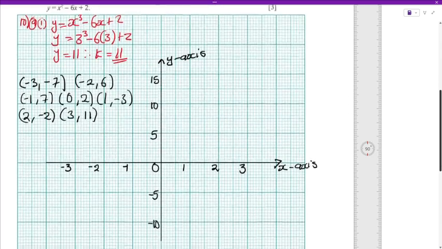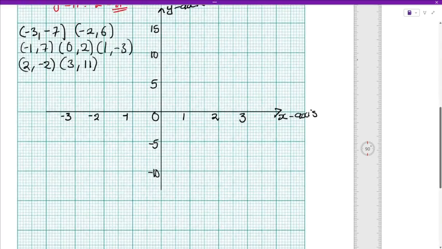So now let us plot this graph. For this one, allow me to use a different color so that you can easily distinguish between the x-axis and the graph. So we start with this one. Where is negative 3, comma, negative 7? Negative 3 is right here. Okay, now where is negative 7? So this here is negative 5. You can see, if you go to the y-axis, that is negative 5 there.